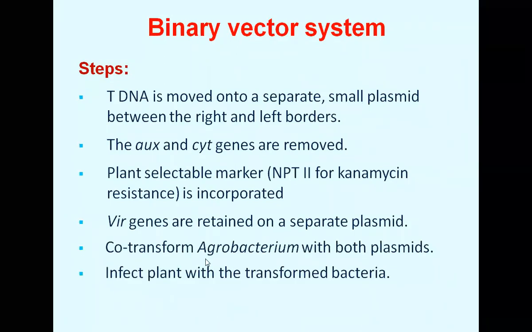So co-transform Agrobacterium with both the plasmids and then select the bacteria, and then infect the plant with the transformed bacteria. Okay, so after selection you have separated those bacterial cells which have got these two plasmids from those which have not. Then using those Agrobacteria which contain two plasmids, you will be transforming the plant cell. So these are the steps.